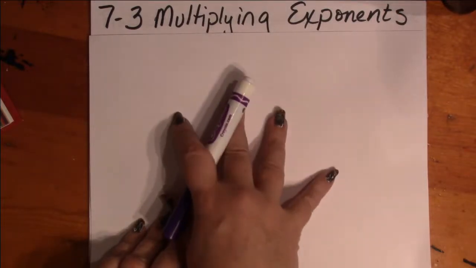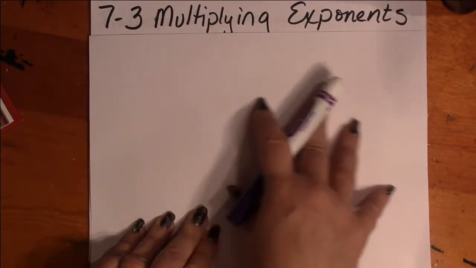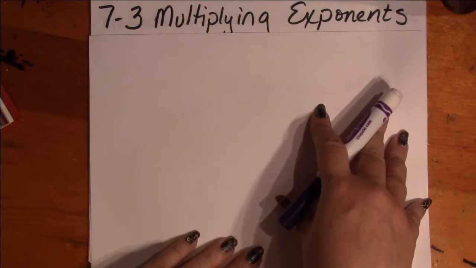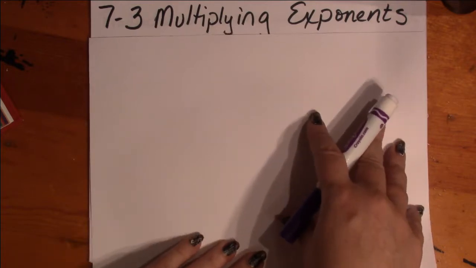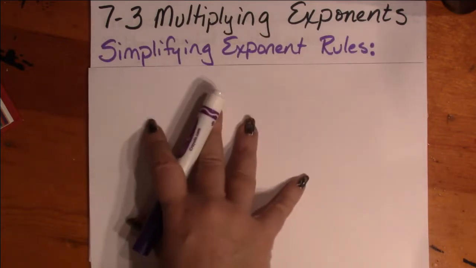Hello and welcome to Chapter 7, Section 3. Today we're going to talk about multiplying exponents. And the first thing we have to learn are the basic rules for simplifying.